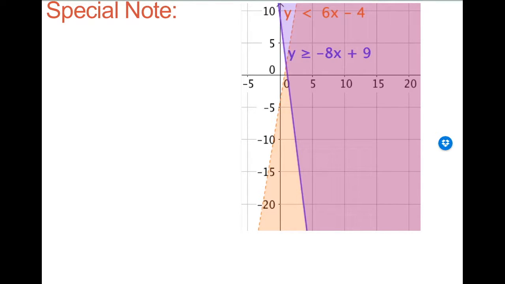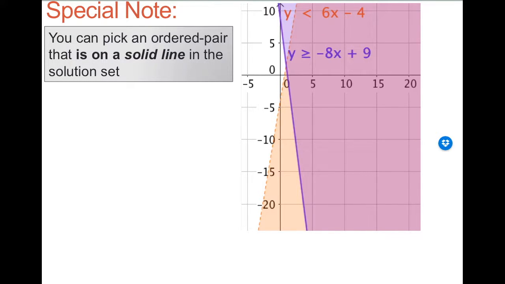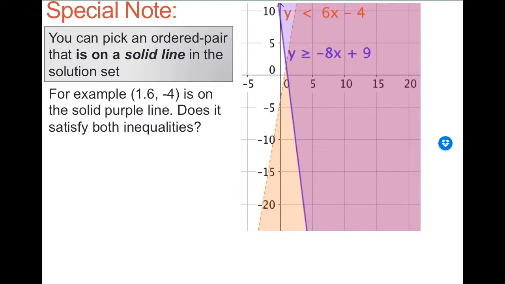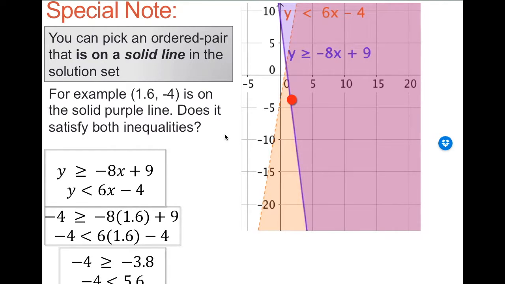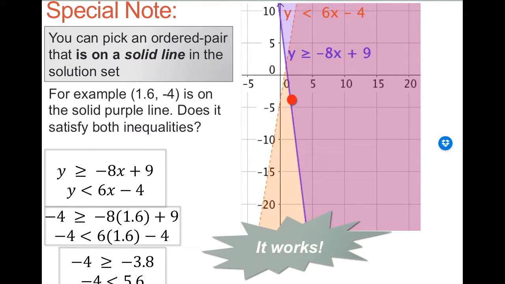Just a special note. You can pick an ordered pair that is on a solid line in the solution set. For example, (1.6, -4) here is a point on the solid purple line. Does it satisfy both inequalities? If we plug it in, -4 is greater than or equal to -3.8 and -4 is less than 5.6. It works, but it doesn't work for a dotted line.